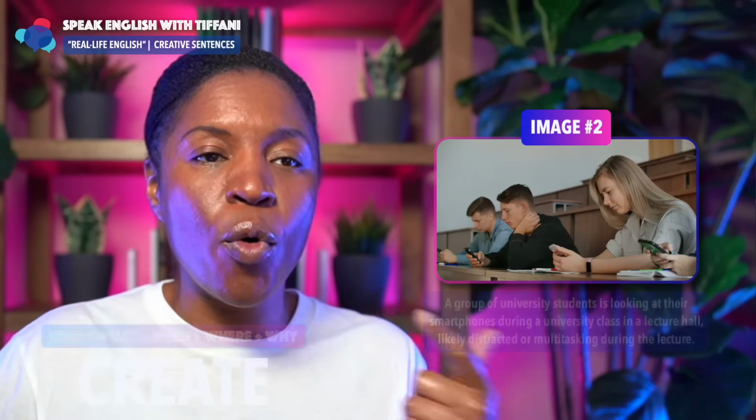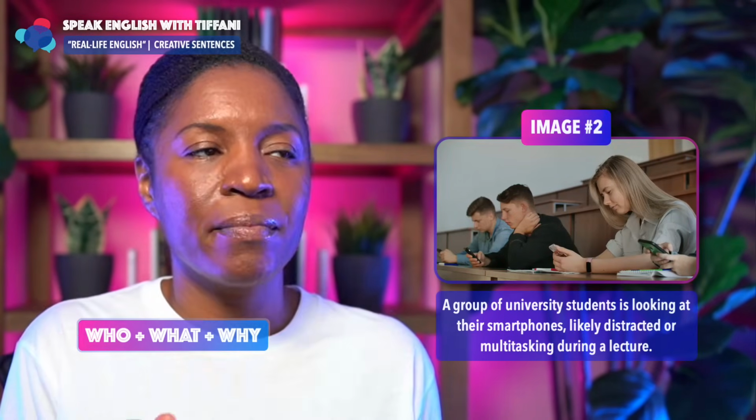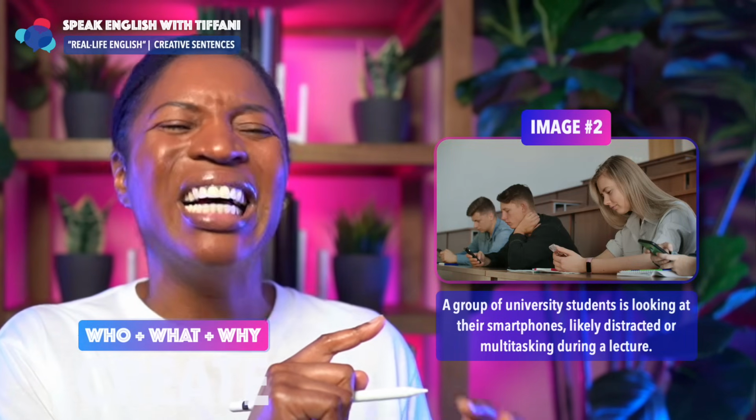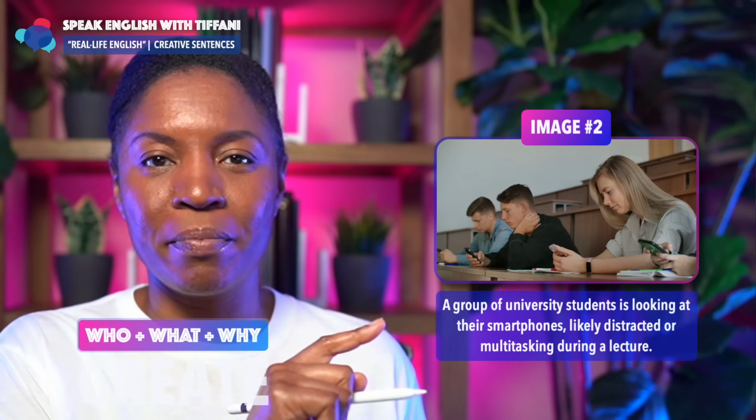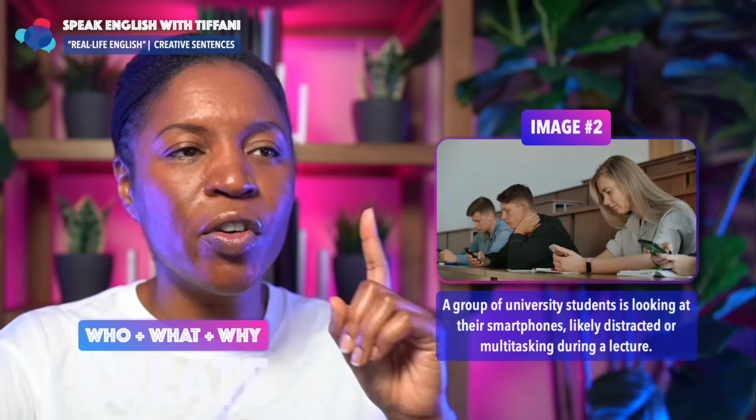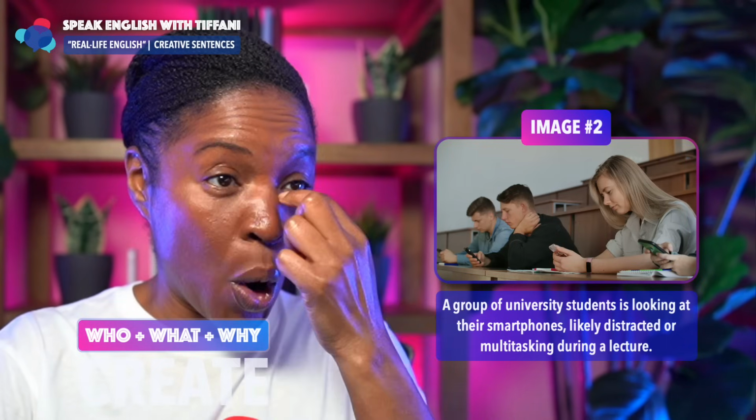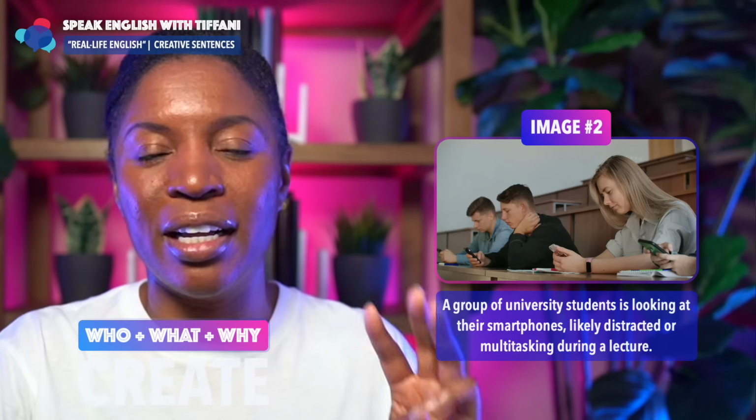But there's one more sentence. Here's the last sentence for image number 2. Who, what, and why. A group of university students is looking at their smartphones, likely distracted or multitasking during a lecture. Who? A group of university students. What? Is looking at their smartphones. Why? Likely distracted or multitasking during a lecture.